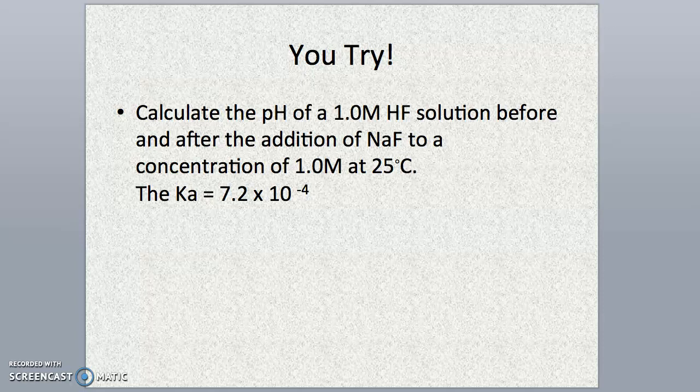For the second part, a salt has been added. Will the salt affect the equilibrium? To find out, break the salt into its ions and see if there are neutral ions or if anything exists that is part of your equilibrium. Use the same ice table, but now you will have a new initial value for your conjugate base. Pause the video and give it a try. The answers will be displayed on the next slide.